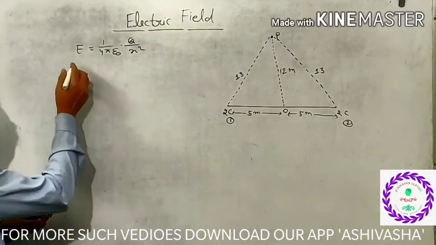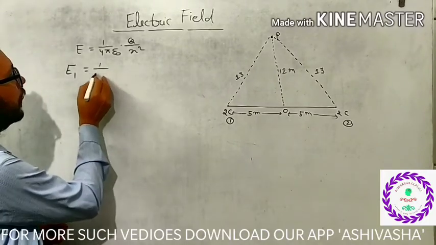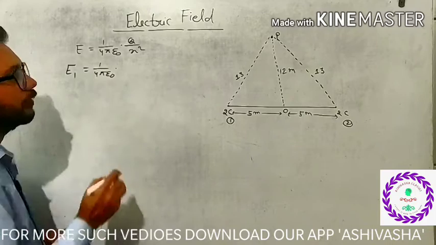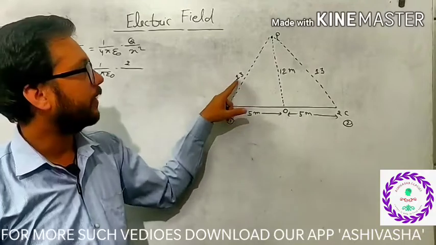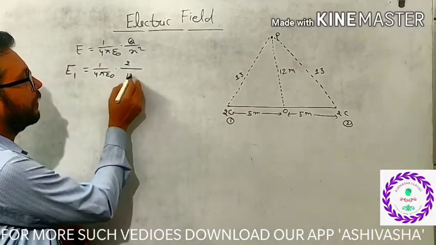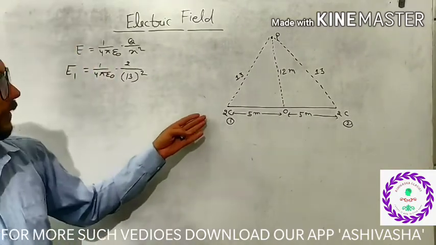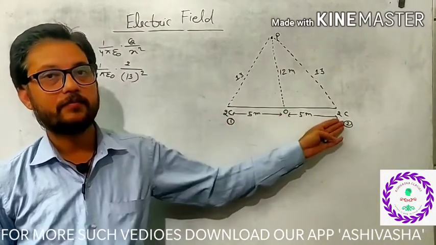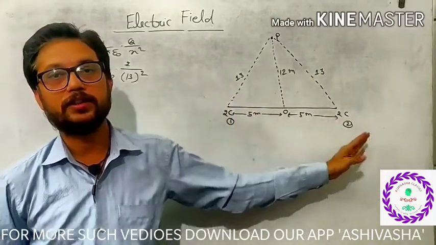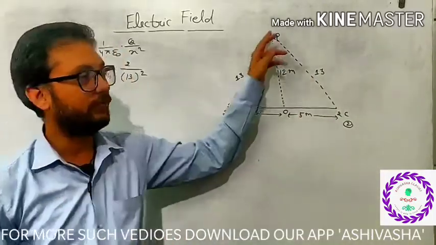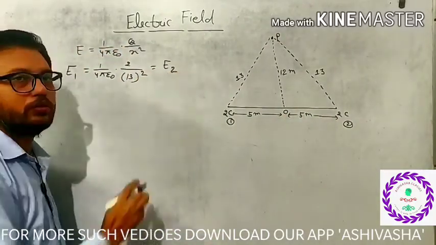So let us start. We put the value, so we will find E1. E1 equals 1 upon 4 pi epsilon naught. In place of q we have 2, and the distance is 13 meter, so it will be 13 square, this way. As you can see, both charges are the same and point P is at the same distance from the two charges. It means the electric field will be the same, so we can directly write that E1 equals E2.